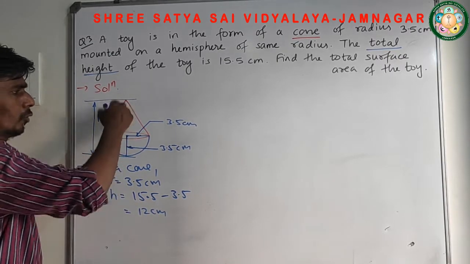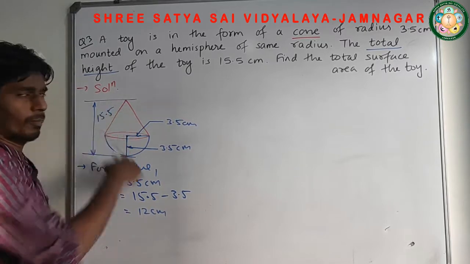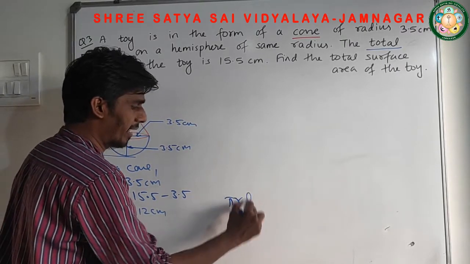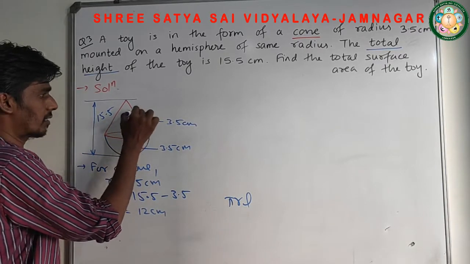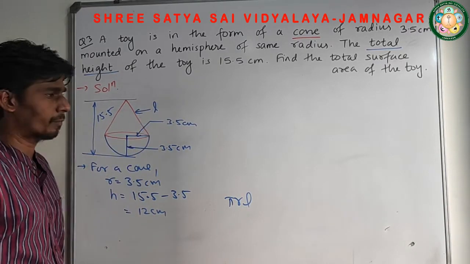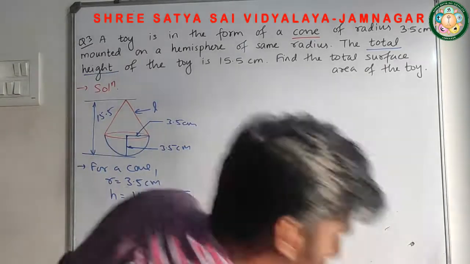Now I know that to find the curved surface area, the formula of cone is what? It's pi r L. I don't know the value of L. So I have to find out what? Slant height here. What do I have to find? Slant height. And for that also formulas are there.